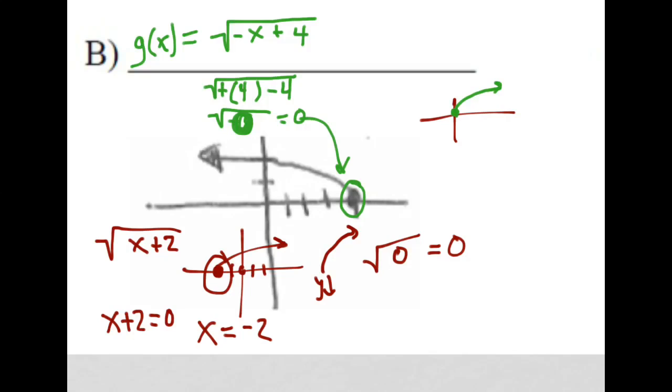So if we look up at this function, when it's negative x plus 4, you have this equation, negative x plus 4 equals 0. We're asking ourselves, what x value will this function equal 0? Because that's the value of that point right there. So you subtract 4 from both sides, and you get negative x equals negative 4. And if negative x equals negative 4, then x equals positive 4.